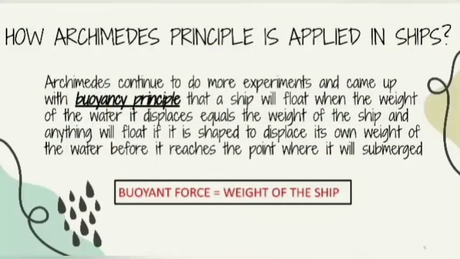How is Archimedes principle applied in ships? Archimedes continued to do more experiments and came up with the buoyancy principle, which is that a ship will float when the weight of the water it displaces equals the weight of the ship, and anything will float if it is shaped to displace its own weight of water before it reaches the point where it will be submerged. Therefore, buoyant force is equal to the weight of the ship.